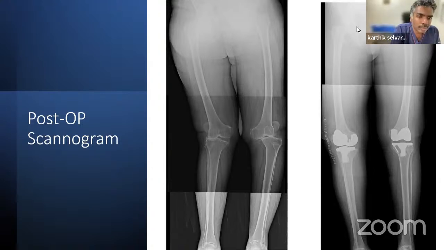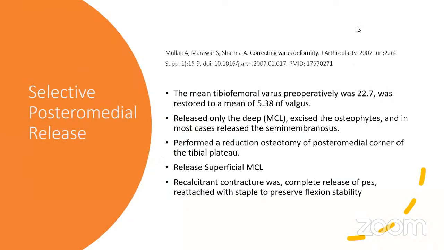Can we just have your literature review, a couple of slides, Adarsh, quickly, and then we'll wind it up? Yes, sir. So regarding selective posteromedial release, Mulaji et al., in their paper titled Correcting Varus Deformity, published in 2007, were able to achieve a correction of 22 degrees of varus to 5.38 degrees of valgus. Their protocol was they released the deep MCL first, excised the osteophytes, and in most cases released the semimembranosus. Followed by that, they performed a reduction osteotomy of the posteromedial corner of the tibia. If this did not correct, then they released the superficial MCL. Only in cases of recalcitrant contracture did they release the pes, and then they reattached it back to preserve the flexion stability.